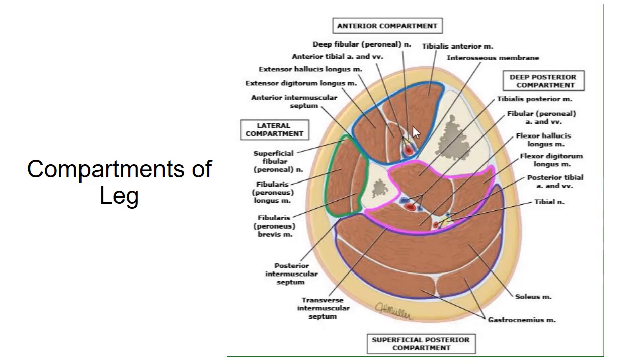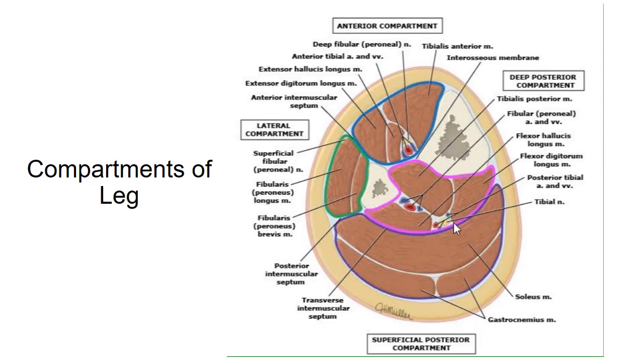This blue colored compartment, which you can see here, is the anterior compartment of the leg, which is bounded anteriorly by skin and superficial fascia, posteriorly by interosseous membrane, medially by lateral surface of the tibia, and laterally by medial surface of fibula. This compartment is anterior compartment. Now, this green one is the lateral compartment of the leg, which lies between anterior and posterior intermuscular septa. This large compartment which you can see here is the posterior compartment of leg.